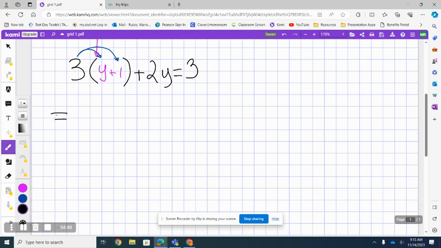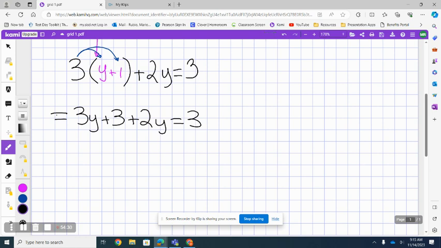So that gives me 3y plus 3 plus 2y equals 3. What should I do next? How can I simplify this so that I can solve for y? Combine like terms. Valeria, what do you think?